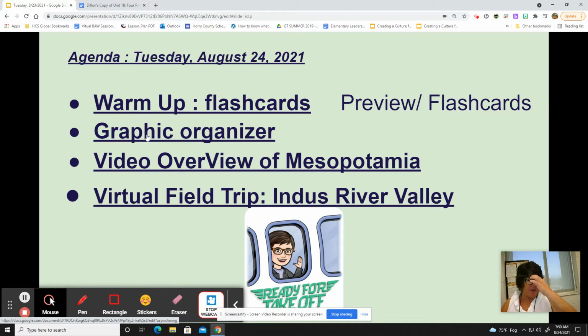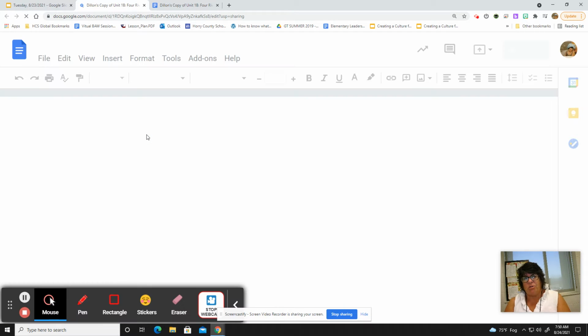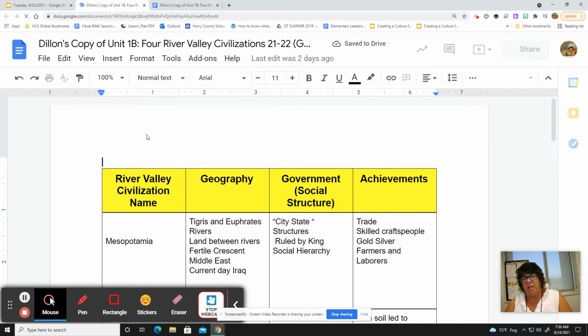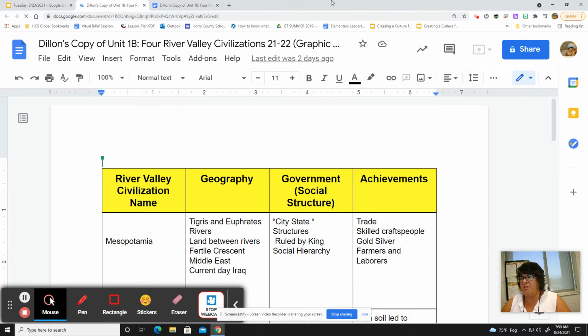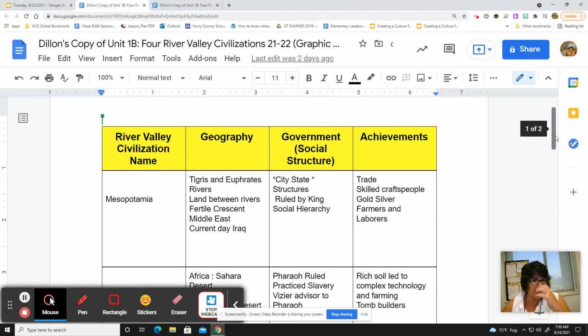The next thing is the graphic organizer. The graphic organizer is due, and if you have not completed it, you will want to finish that. But the graphic organizer I have done to complete for you so that you don't have any issues with trying to fill in your own. You won't be able to copy and paste this. You're actually going to have to type it in.